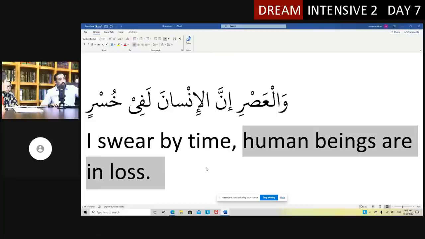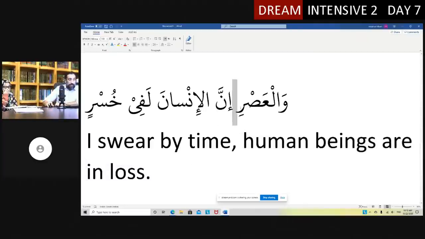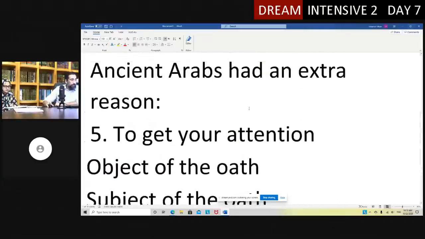So the object of the oath can be used to get the attention of an audience, right? And why do you want their attention? Because maybe the subject that you wanted to talk about, they're not paying enough attention to it. So you want to get their attention first, then you want to tell them the subject. So one way we can look at this ayah in the Quran, and inshallah, when we do balagha, we'll do all of that.